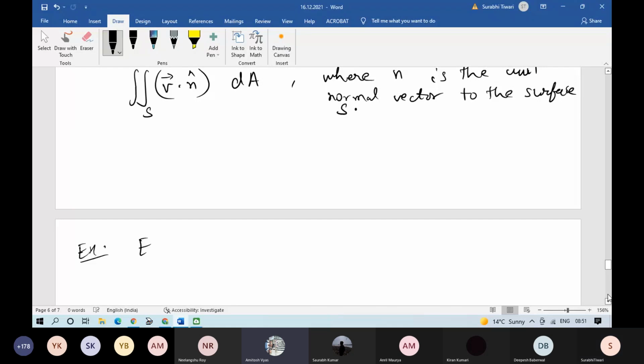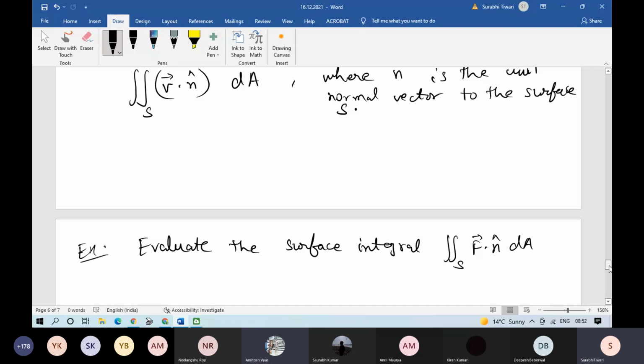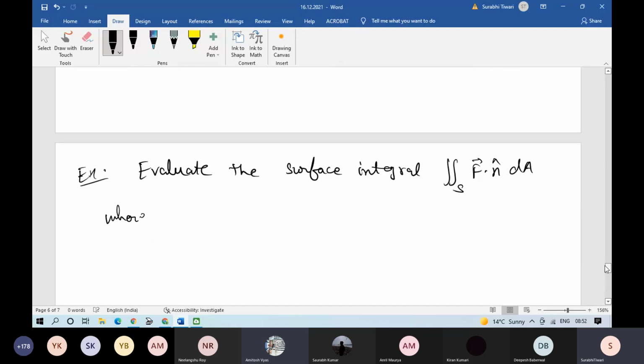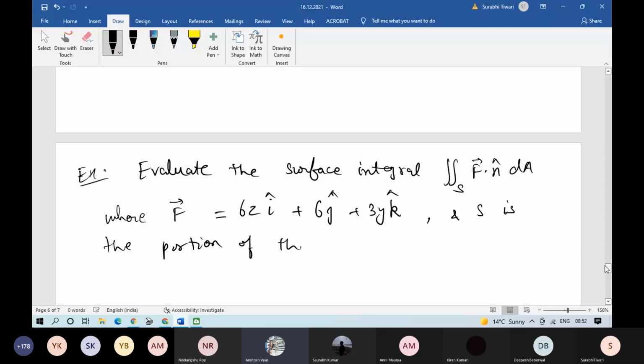Question is evaluate the surface integral of F dot n cap dA. ठीक, फ्लक्स पूछा है. सिंपल आपसे फ्लक्स भी पूछा जा सकता था, मींस फ्लक्स ऑफ द वेक्टर F, ये भी पूछा जा सकता था. यहाँ पे क्वेश्चन में दे ही दिया है कि आपको ये इंटीग्रल निकालना है. तो F is given 6z i plus 6 j plus 3y k and S is the portion of the plane 2x plus 3y plus 4z is equal to 12, which is in the first octant.